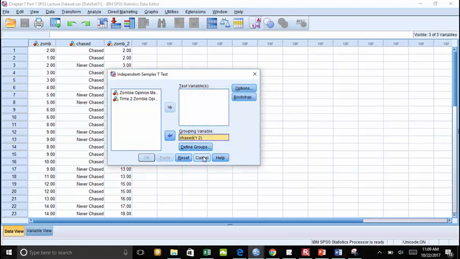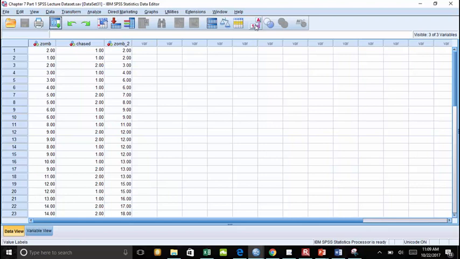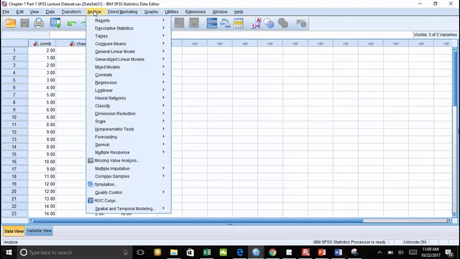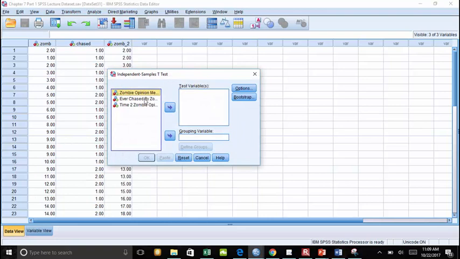I'm actually going to cancel this for a second and show you back here, right? We had entered the data with 1s and 2s. And so that's how SPSS is going to divide your two groups. So analyze, compare means, independent samples. We're using our independent variable or our grouping variable, ever chased by zombies, moving it here into the grouping variable.